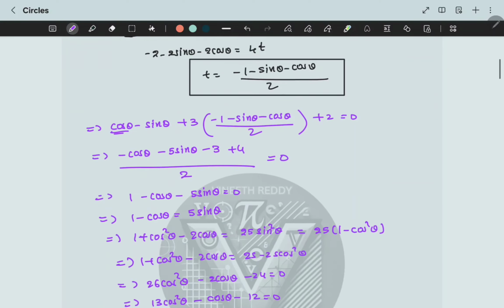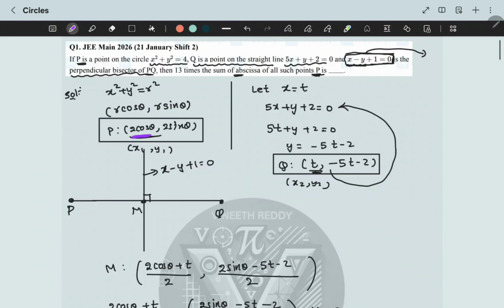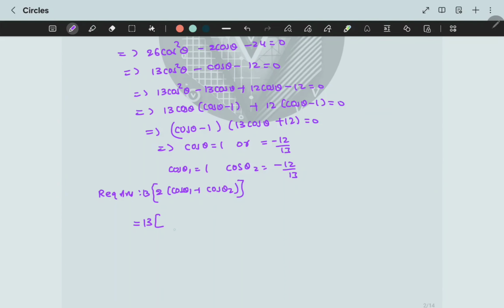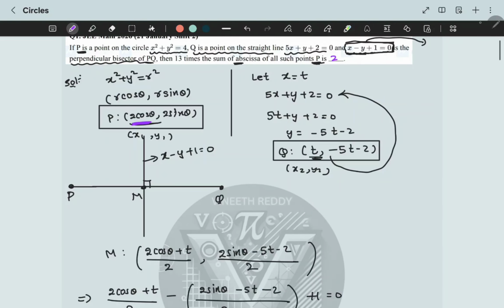He is asking us to find the sum of abscissa of such points P. That means the required answer should be 2 times cos theta 1 plus cos theta 2. It should be 13 times of this. So we get 2 into 1 minus 12 by 13, which is 2 into 13 minus 12 is 1, divided by 13, times 13. So we get 2 as the answer. If our calculation is correct, then this should be the answer.